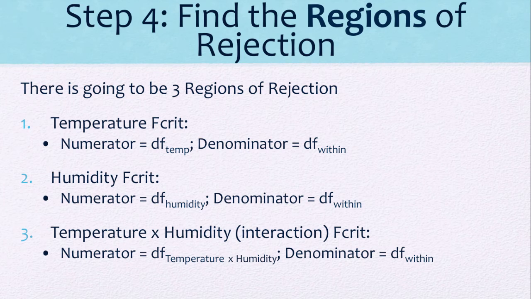Step 4, find the regions of rejection. Now, similarly to us having 3 different null hypotheses and 3 different alternative hypotheses, we're going to have 3 different regions of rejection. Why? Because we are assessing essentially 3 different sets of mean differences. So yes, we're going to have 3 F ratios as well as 3 F crits.